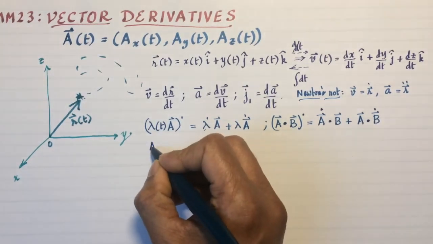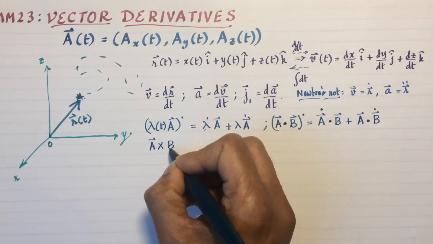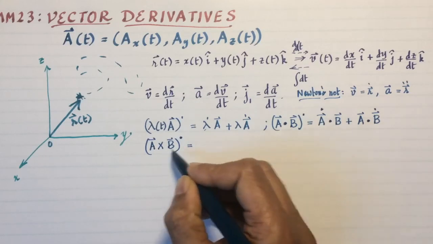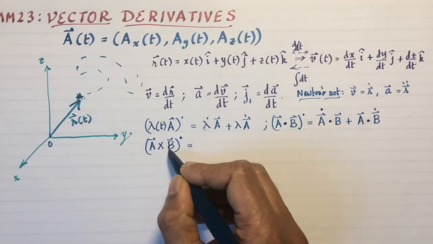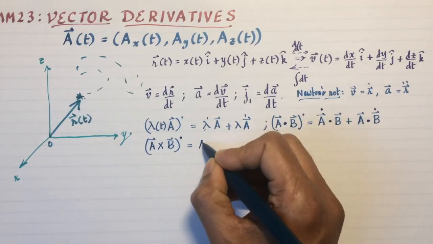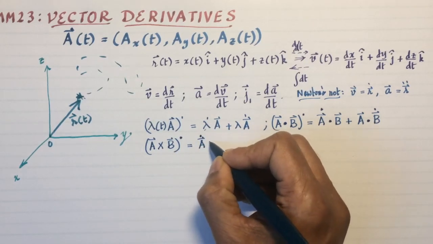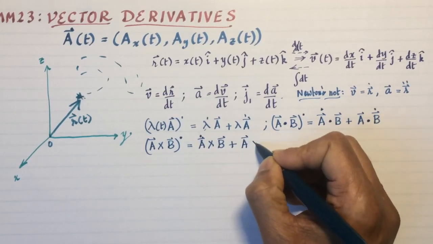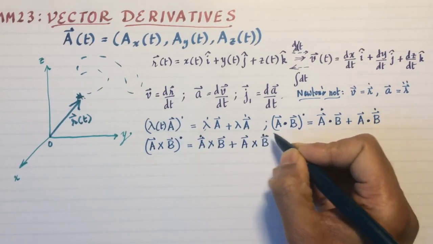And the cross product, A cross B, and that habit will pay off when you come to the cross product, because you don't want to mess with the order of A and B, since the cross product is not commutative. So this is going to be A dot cross B plus A cross B dot.